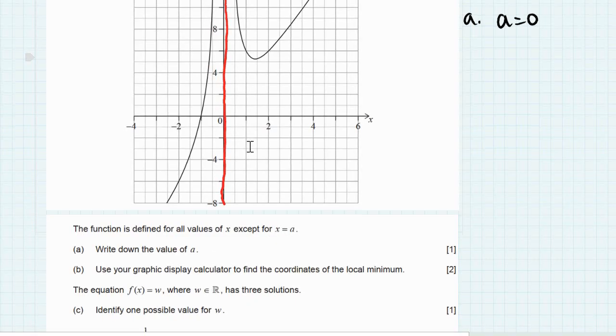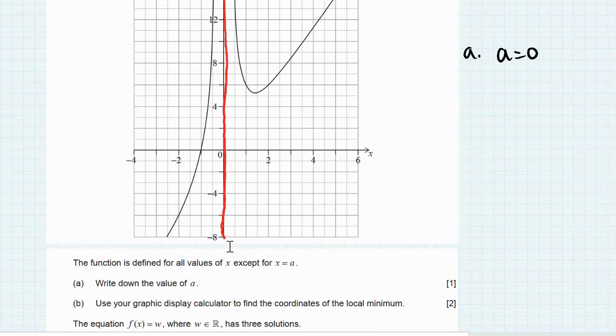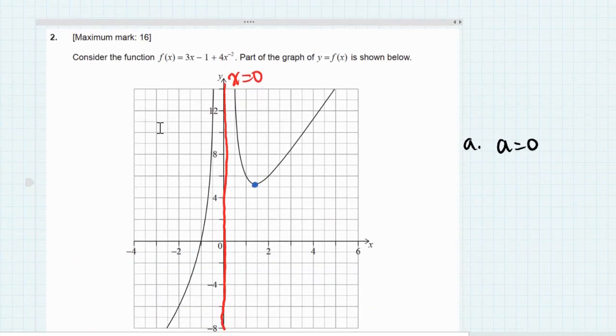That's the asymptote. B. Use your graphic display calculator to find the coordinates of the local minimum. Now, the local minimum is this point. This is not the minimum because we know that the graph is still going down here, as you can see. But the local minimum is this. Locally, this is the minimum. To do that, we have to input it to our calculator. Wait, what was the function?